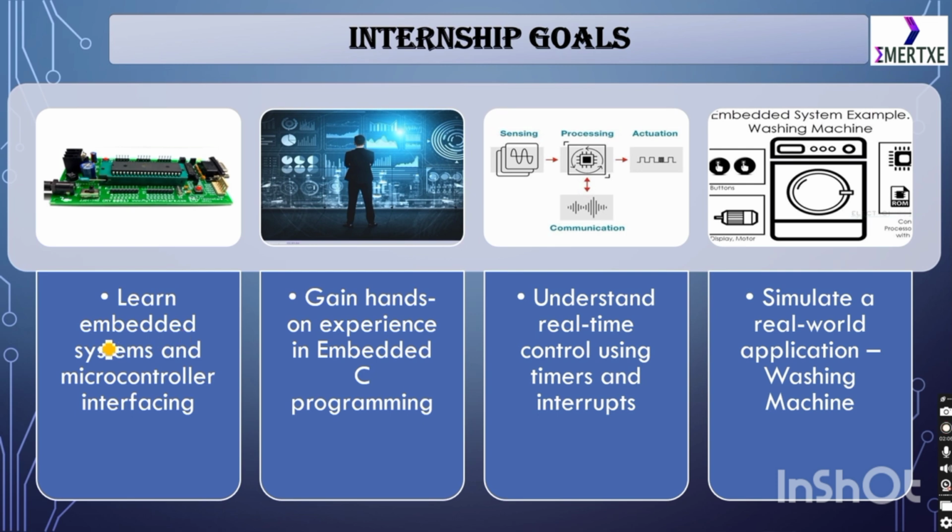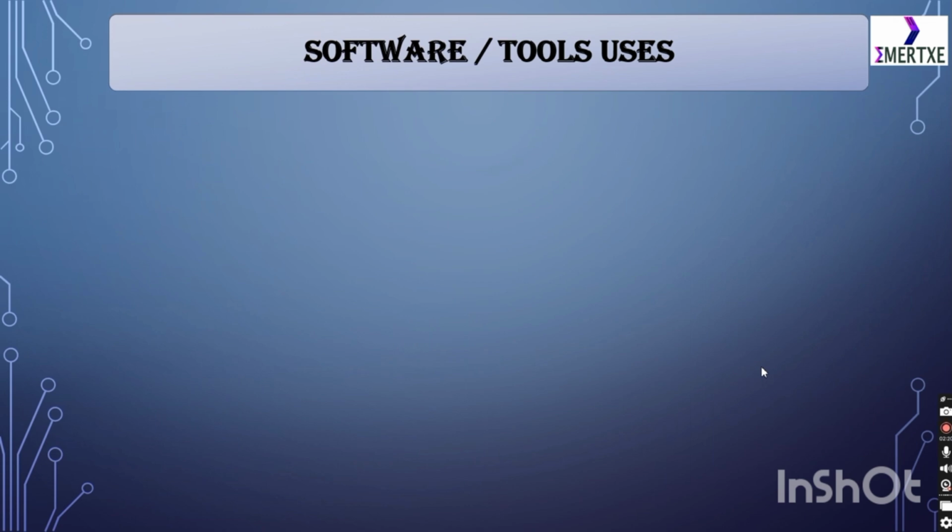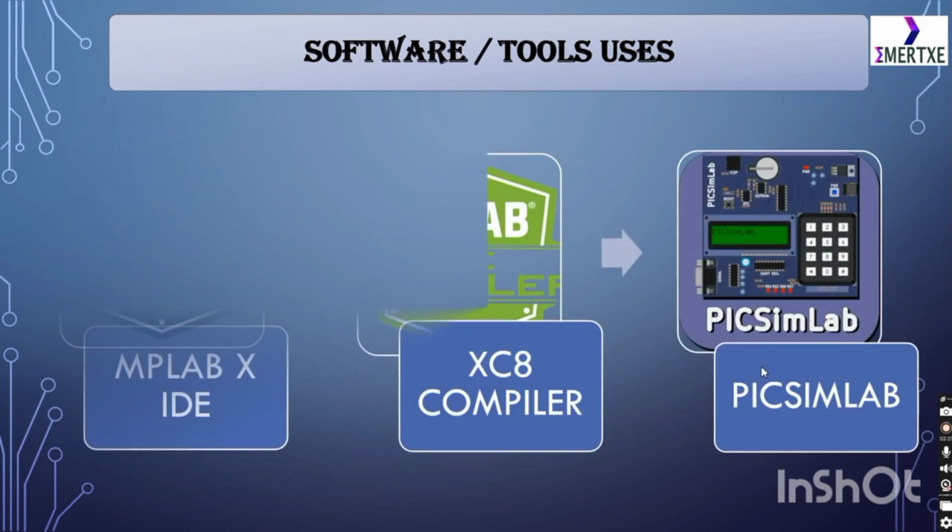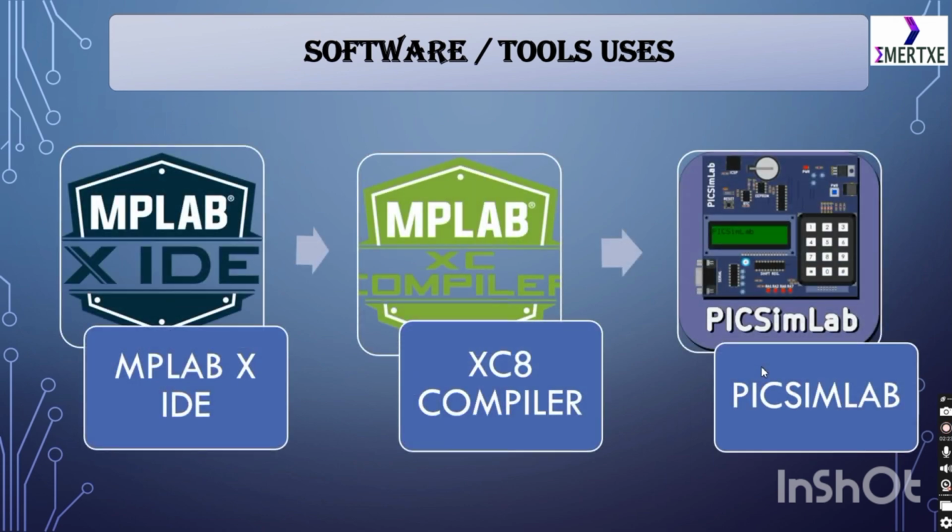Internship goal: learn embedded system and microcontroller interfacing, and how we interface the microcontroller. Gain hands-on experience in embedded C programming. Understand real-time control systems using timers and interrupts. Simulate a real-world application, a washing machine.